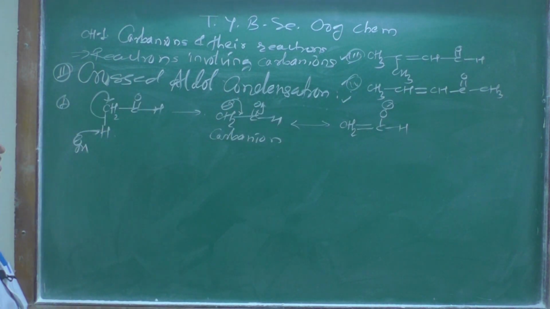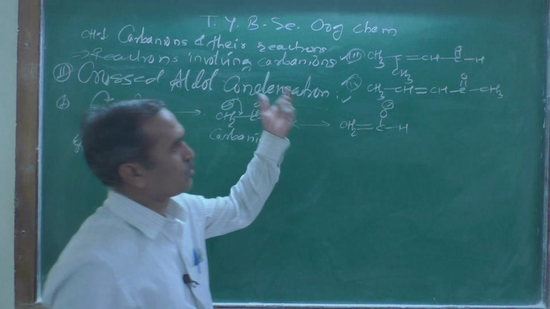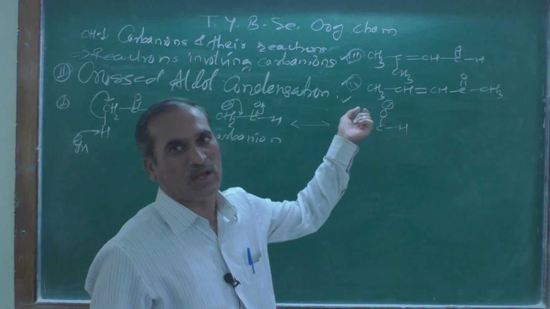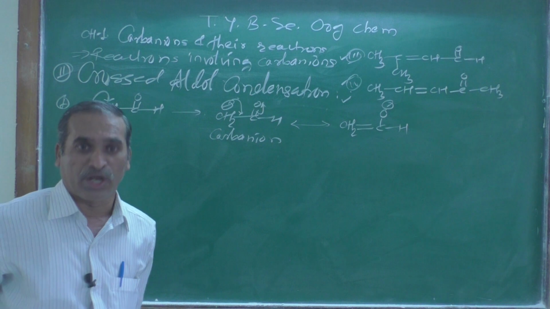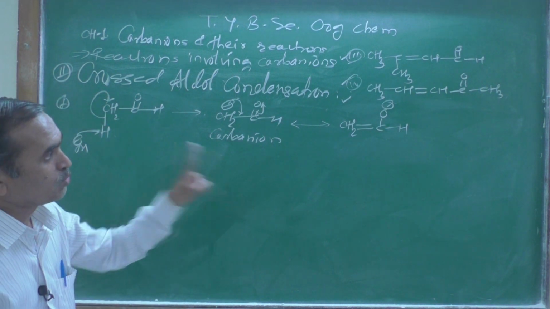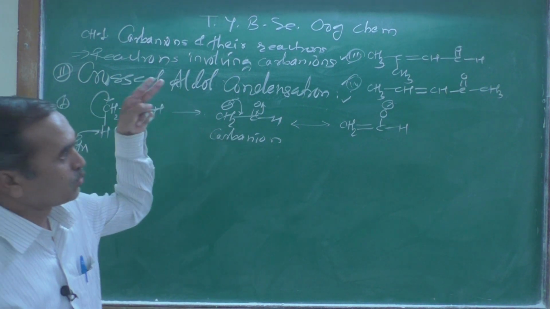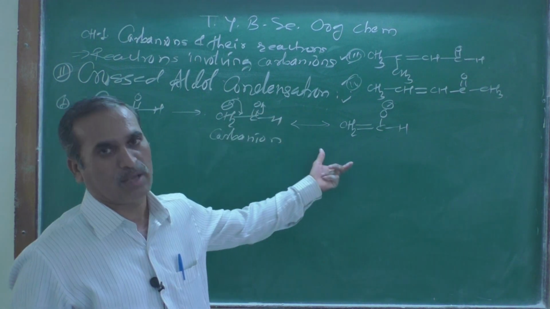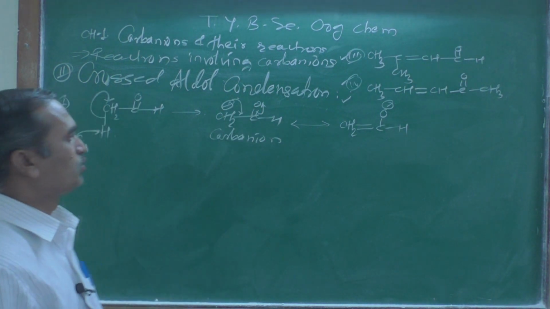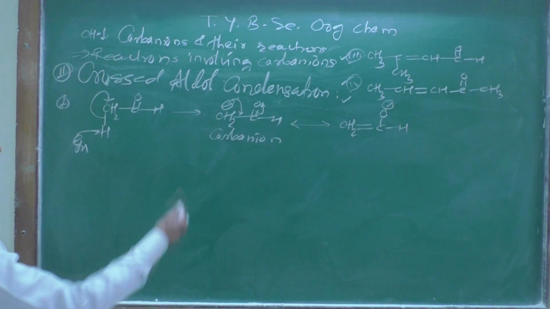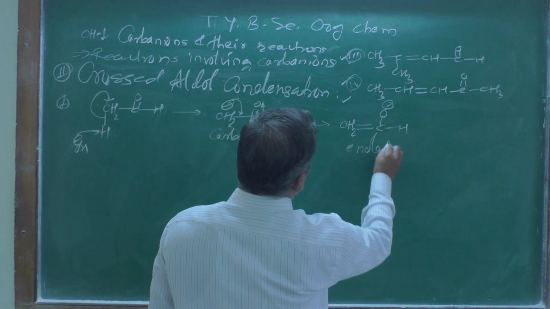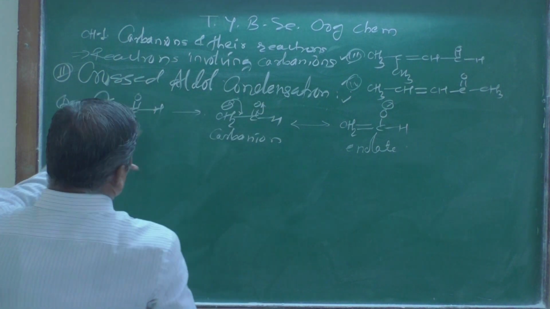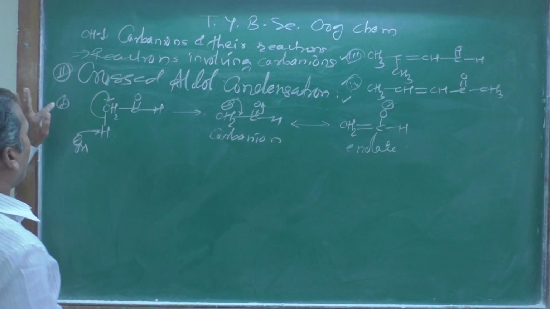There are two different ways to draw the delocalized structure. That is the meaning of the double-headed arrow. That is a resonating structure, two different ways to represent the same molecule, right? So these two different ways we are writing. This is a carbanion and this species is known as an enolate, right? And now another molecule, this is one of the acetaldehyde molecules.